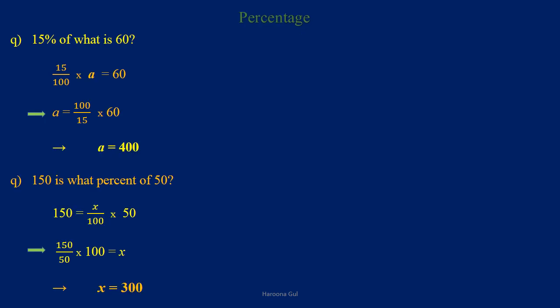Okay, so there is another very simple question which says 15% of what is 60? Now you already know that of means to multiply. What you can replace with a variable when you write it down in equation form, and is equal to. So 15 over 100 into a is equal to 60, and 15% of what is 60 means that 15% of 400 is 60. You got it?